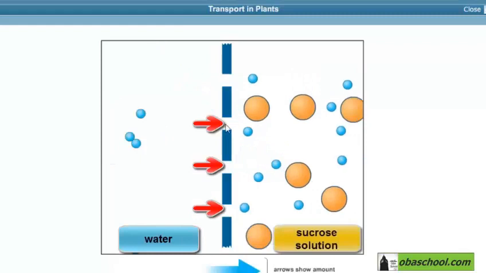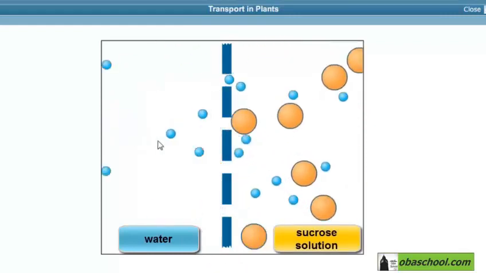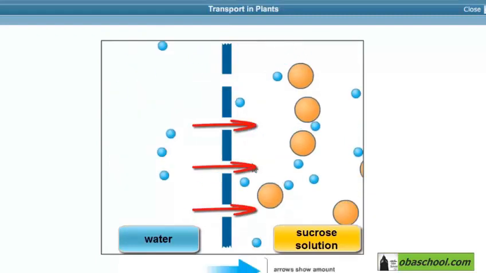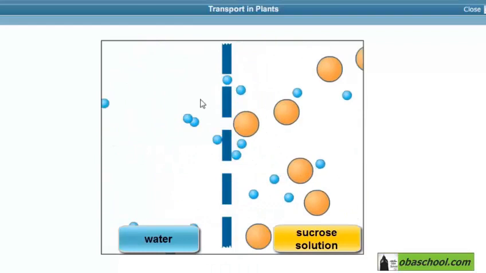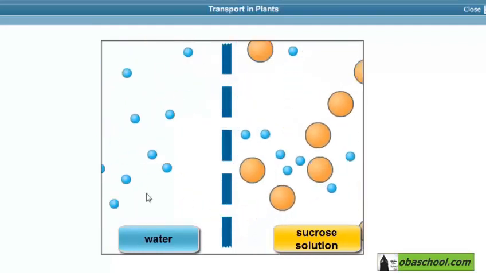On the left-hand side, we have water, and on the right-hand side, we have a sucrose solution. We can see that we have a movement of water molecules from the left to the right, from low concentration of sucrose solutes to high concentration of sucrose solutes.